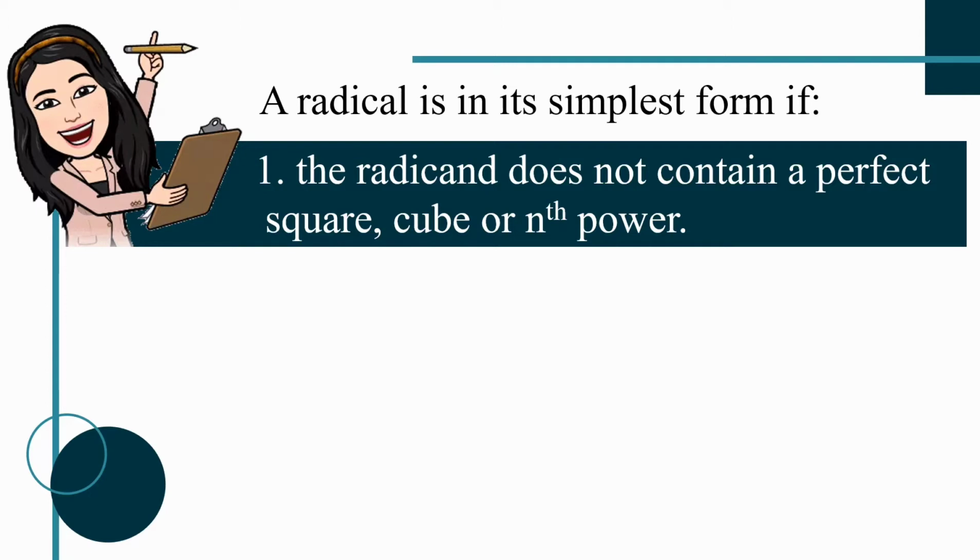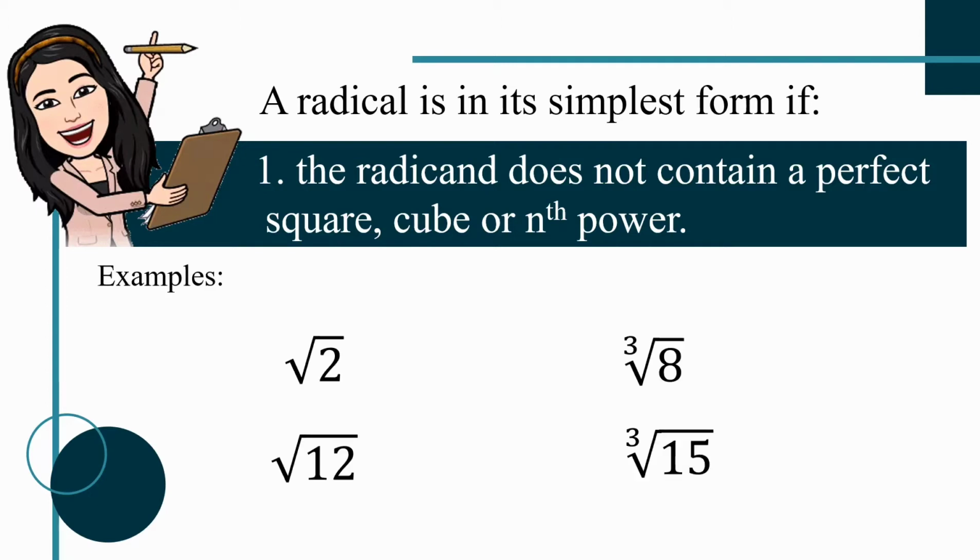So let us take a look at the following examples. For the following expressions, which of them does not contain a perfect square, cube, or nth power? Yun ang hahanapin natin kasi yun ang naka-simplest form. So, which of them is already in its simplest form? Okay, if you noticed, we have here the square root of 2 and the square root of 12. Alin dito ang nasa simplest form na? Okay, that is correct. The square root of 2.